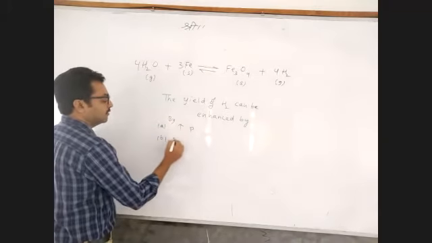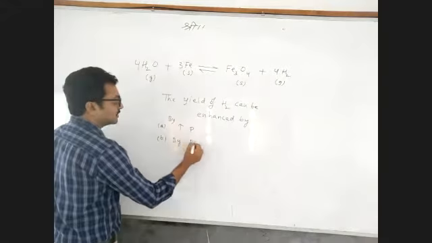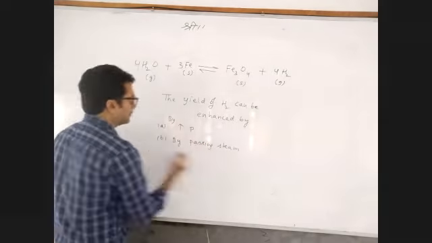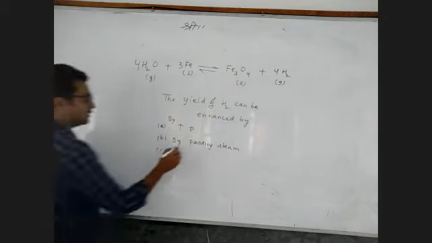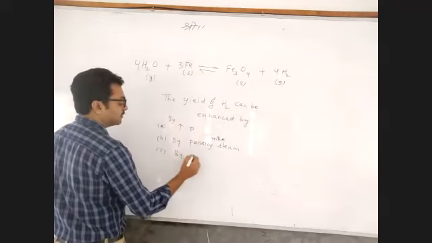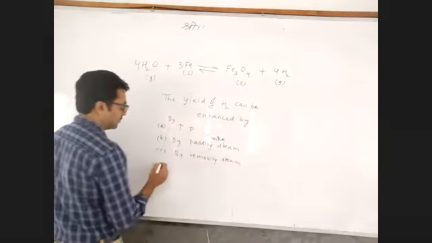Second option, by passing more amount of steam, more steam. Third one, by removing steam. Fourth option, by decreasing the pressure. So temperature they won't give, children.